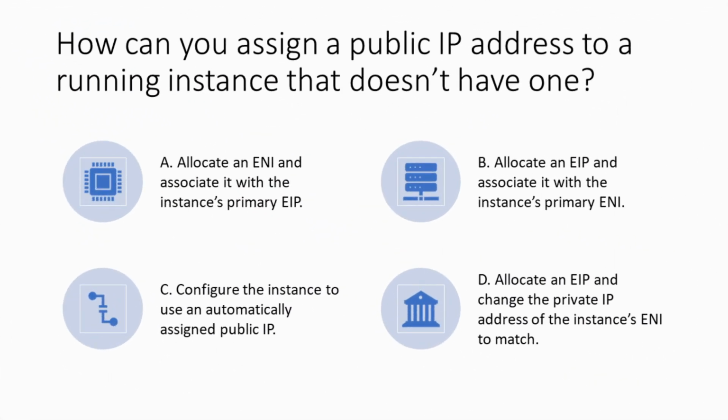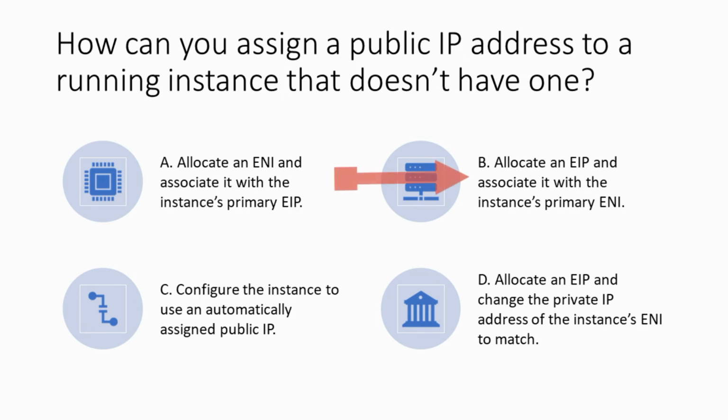How can you assign a public IP address to a running instance that doesn't have one? Options we have: A. Allocate an ENI and associate it with the instance's primary EIP. B. Allocate an EIP and associate it with the instance's primary ENI. C. Configure the instance to use an automatically assigned public IP. D. Allocate an EIP and change the private IP address of the instance's ENI to match. Correct answer for this question is option B.